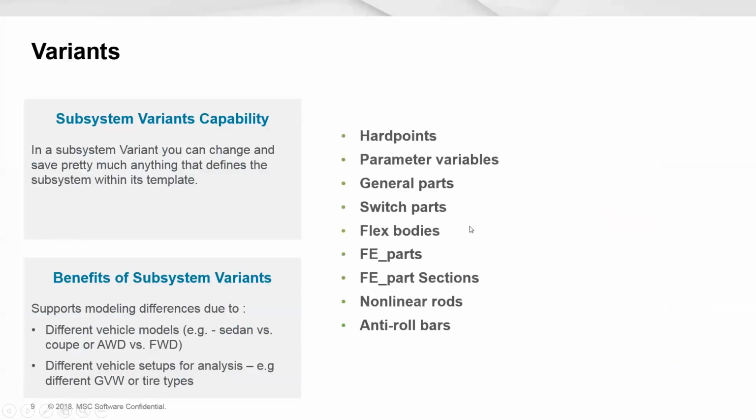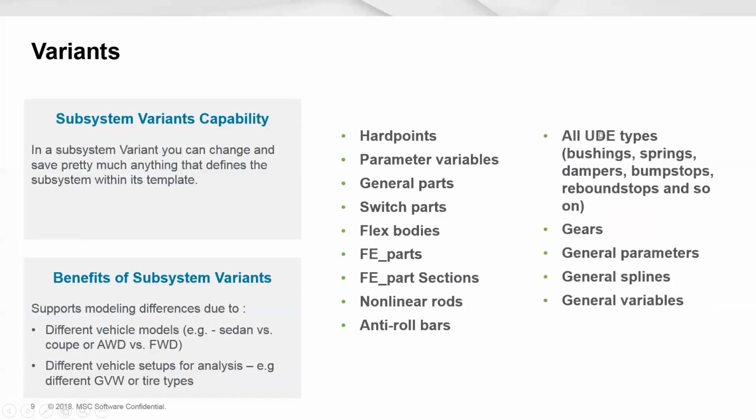In all, the hard points, parameter variables, general parts, switch parts, flex bodies, FE parts, FE part sections, nonlinear rods, anti-roll bars, any user-defined elements such as springs, dampers, bushings, rebound stops and bump stops, and so on. Any gearing, general parameters, general splines, and general variables are items that can be different between subsystem variants.